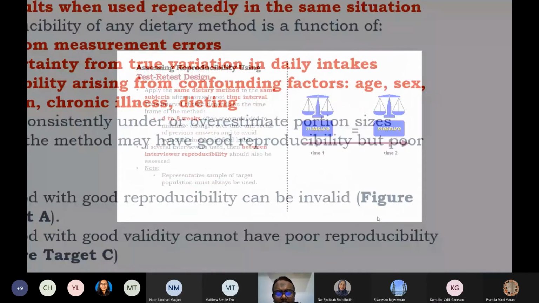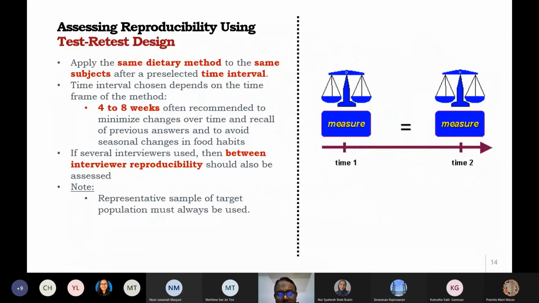So how do we assess reproducibility? We assess it using a test-retest design. The name test-retest means you test the first time and then you repeat the test again, so we call it retest. We apply the same dietary method to the same subject after a pre-selected time interval. The time interval chosen depends on the time frame of the method. Normally 4 to 8 weeks are recommended to minimize changes over time. So 8 weeks is the maximum. 8 weeks is around 2 months. 4 weeks is 1 month.